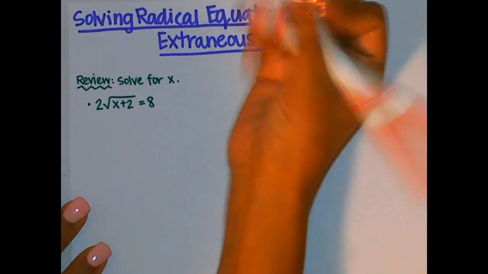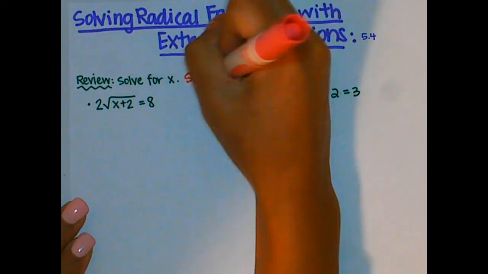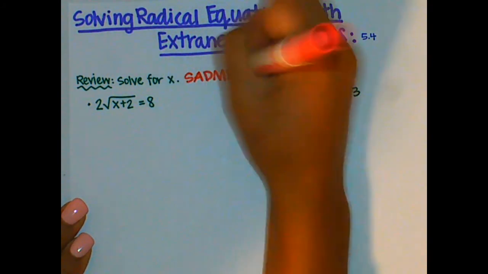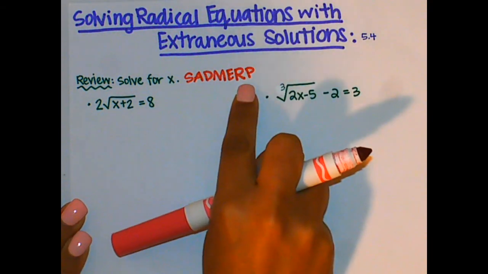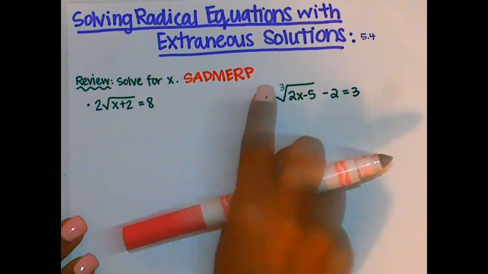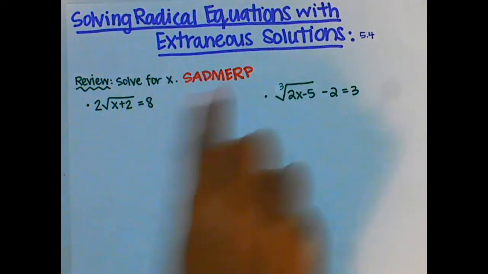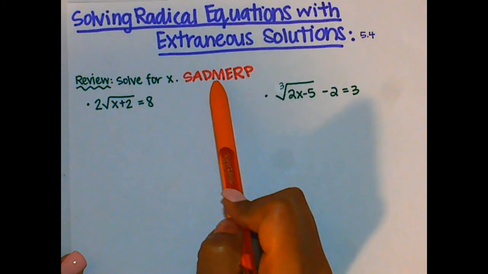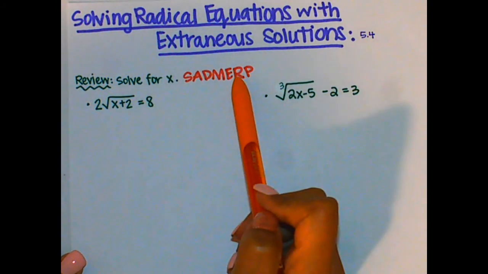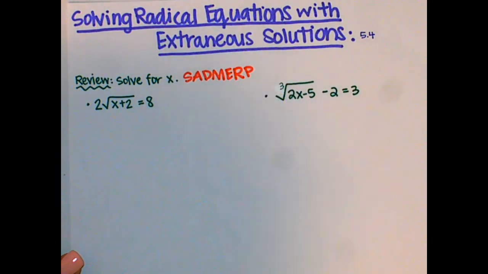So last video, I introduced the idea of SAD-MERP. The new thing here was that P, where we introduced radicals, but it was still our order of operations. So we're going to look for any subtraction addition that we might have. And then from there, we're going to look for division multiplication. From there, we'll solve for any exponent or radical that we might have. And lastly, we will solve for the parenthesis.